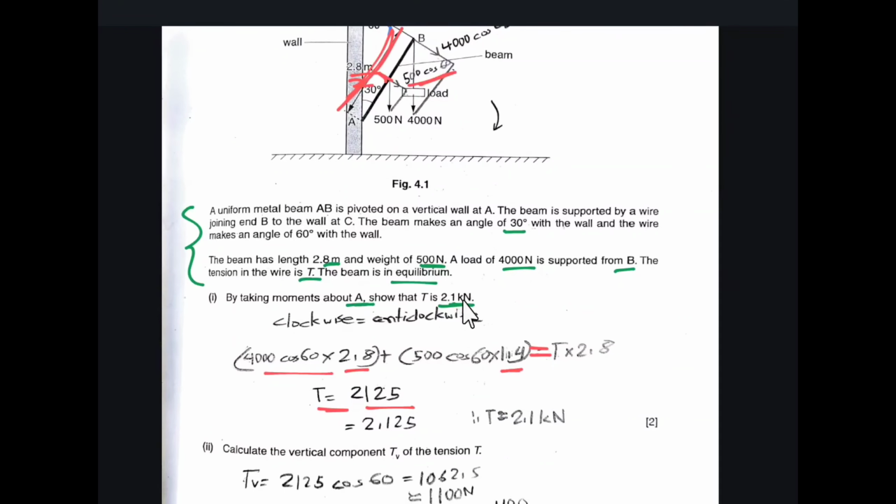that is in Newton, and we need to convert it to kilonewton. So dividing by 1000, and we have to give our answer to two significant figures. So the answer would be 2.1, since the next digit is less than 5, so it would be just 2.1 as our final answer, and we have to write shown.